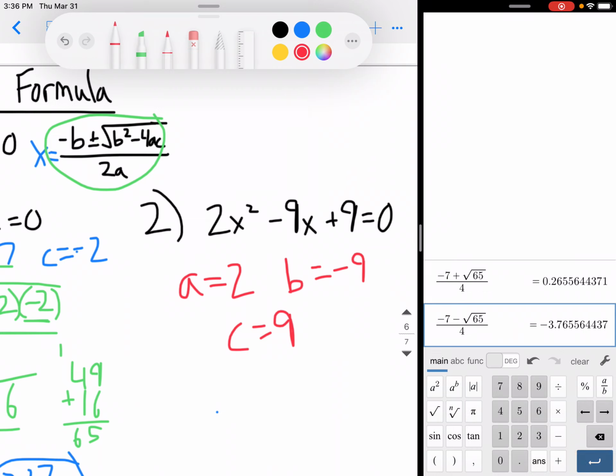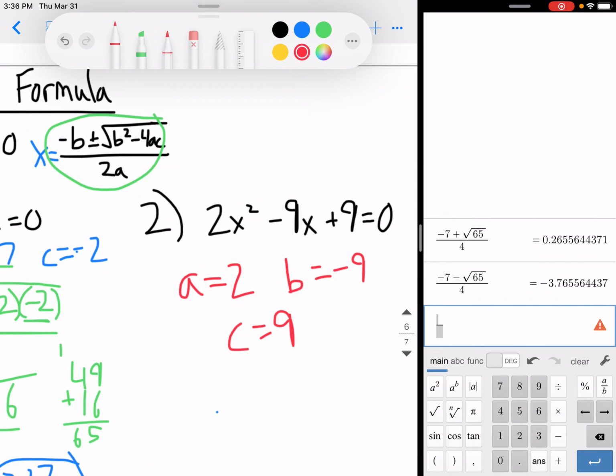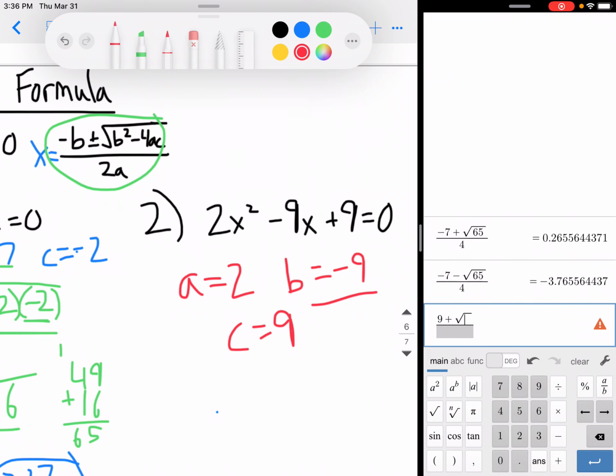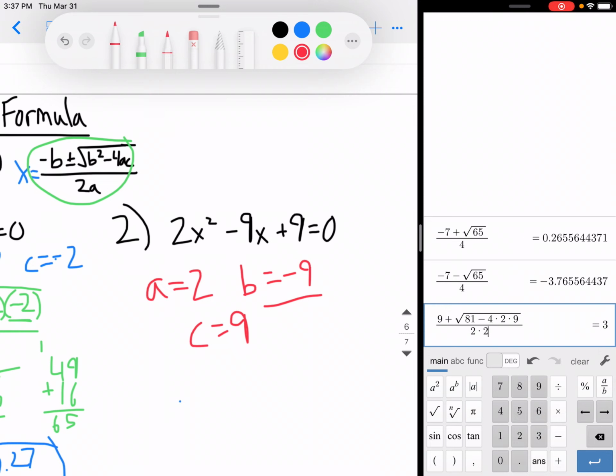So going to my calculator, get my fraction bar going here. I am going to start off with -b, so that's going to be 9 plus the square root of b squared, which is going to be 81, minus 4 times 2 times 9, all of that over 2a, so that's 2 times 2. Well, I found one of my answers. It's going to be 3.